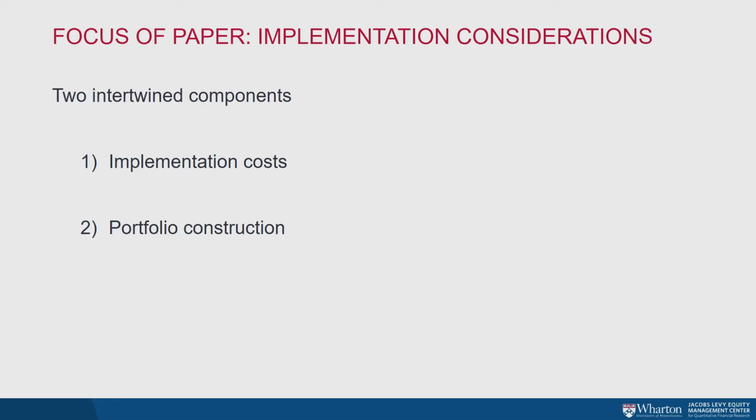Andrew's paper is really focused not on topics like data mining, but on thinking about this from an implementation perspective. And if you think about implementing anomalies, there are two major components they are trying to address: number one, implementation costs, and number two, portfolio construction. And of course, the two of them are incredibly intertwined.